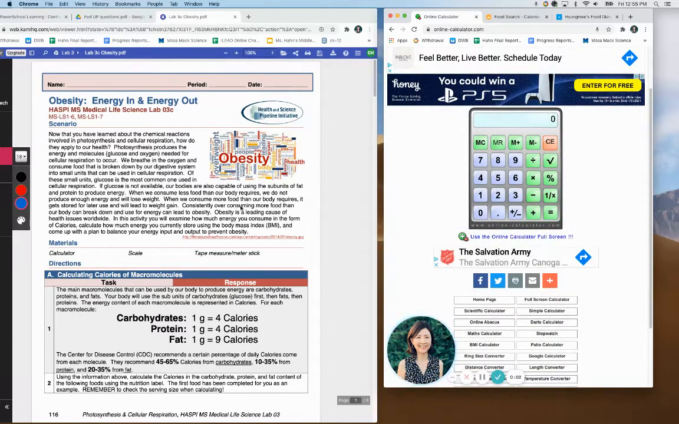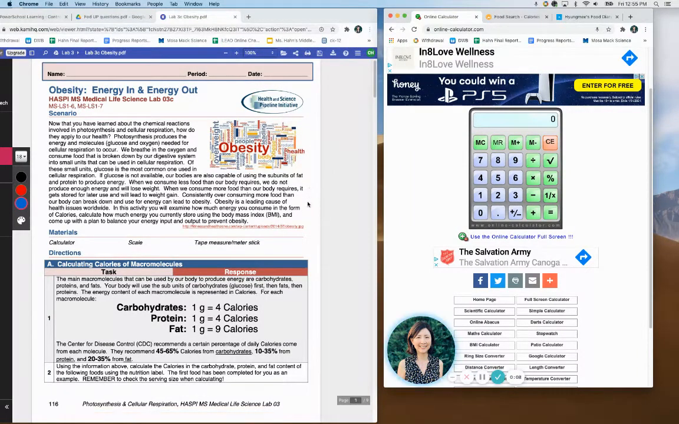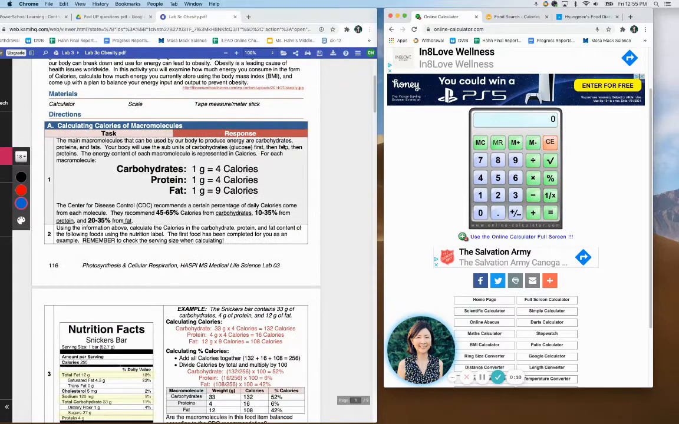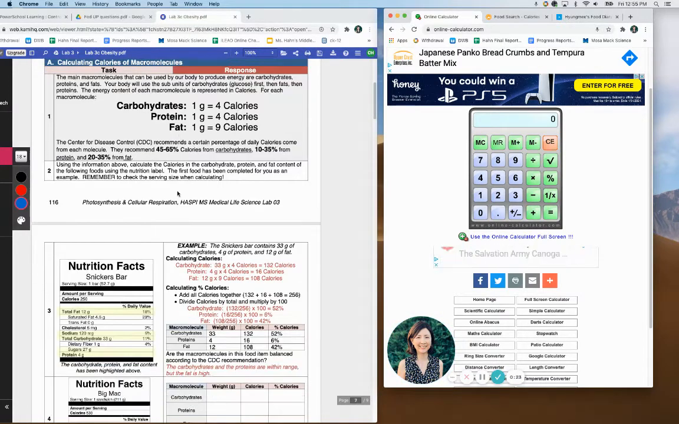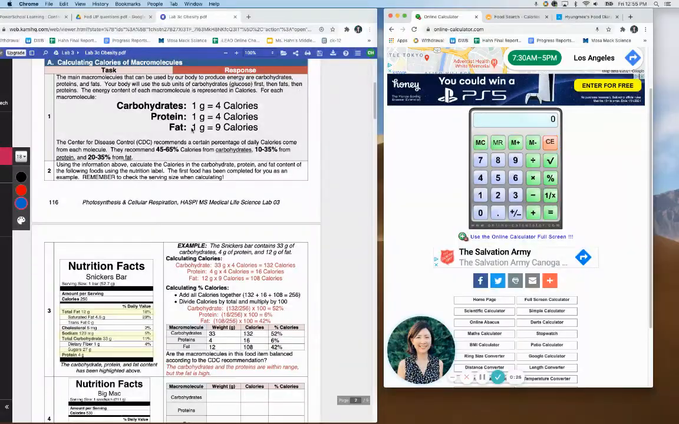Hello, I'm going to explain how to do the obesity energy in and energy out activity. There are three parts to this activity. The first one is calculating calories of macromolecules. The macromolecules that we get calories from are carbohydrates, proteins, and fats. And they don't all provide the same amount of calories per gram.